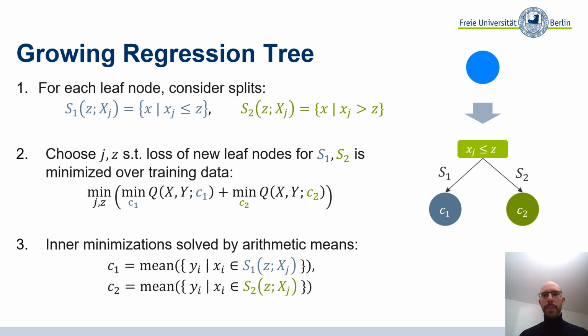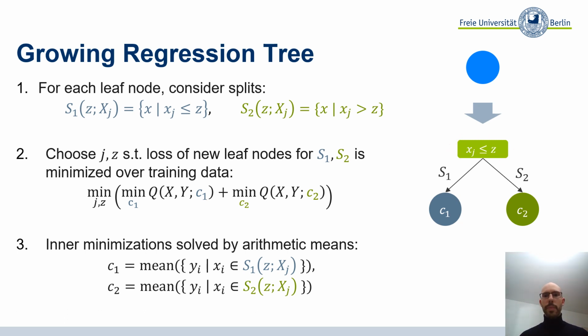Now, how do we use this loss to start growing a regression tree? Let us assume that we have no node yet, or even better, let us assume that we have one single output node, and so one single leaf node for our regression tree. What we do for growing our tree is we want to split this leaf node into two further leaf nodes.